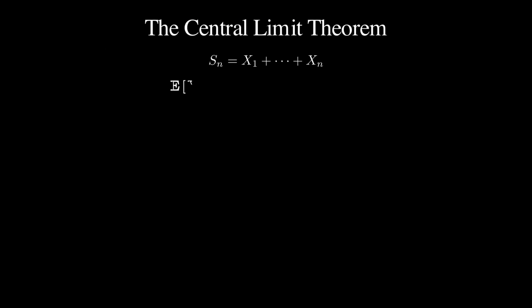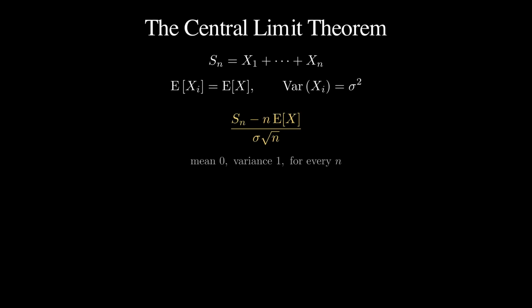Here is the statement. Take independent, identically distributed random variables with mean E[X] and variance sigma squared and form the sum Sn. Center the sum by subtracting n times the mean and scale it by sigma times the square root of n. This standardized sum has mean 0 and variance 1 for every n. The centering removes the drift. The root n scaling holds the spread steady.